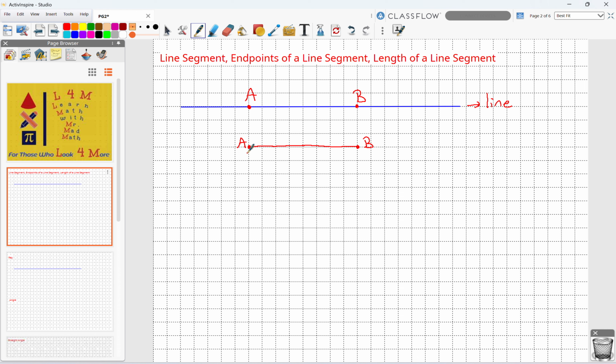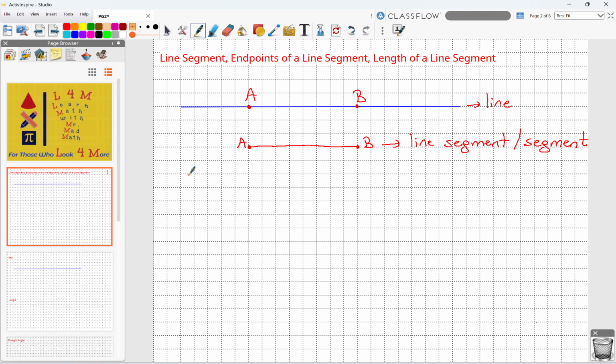So this is the part of the line from A to B, and it includes all the points in between A and B. You know that there are still infinitely many points between A and B, but this part of the line is now called a line segment or just a segment. Most of the time you see just the word segment for it. I like using line segment more.